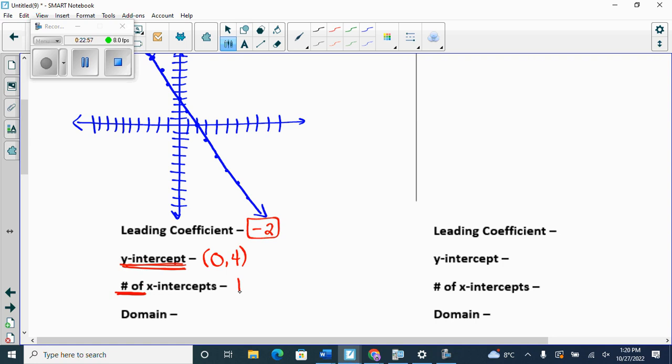So if I say number of x-intercepts, it's 1. If I say x-intercept, you'll say 2, 0 in a coordinate. Do you see the difference? It gets done terribly on a test all the time.